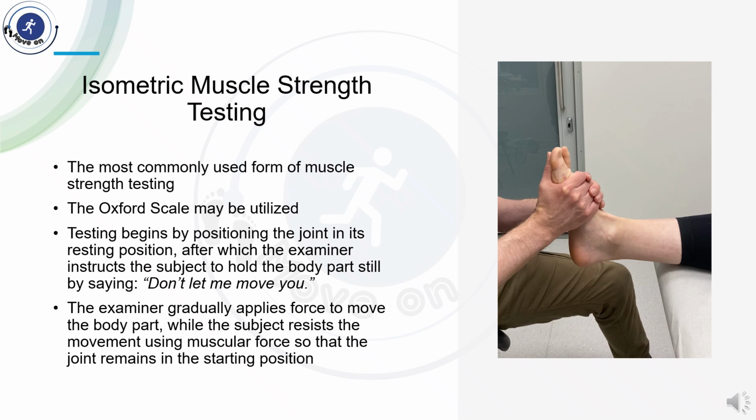Isometric strength testing begins by positioning the joint in its resting position. The examiner then grasps the body part and instructs the subject to hold it still by saying, "Don't let me move you." The examiner gradually applies force in an attempt to move the body part while the subject resists the movement using muscular force.